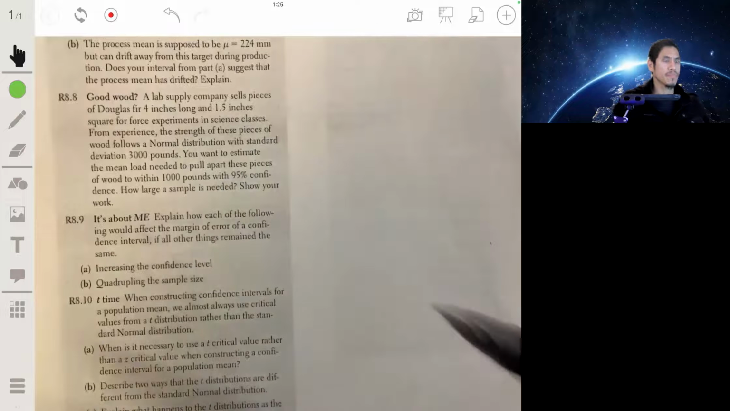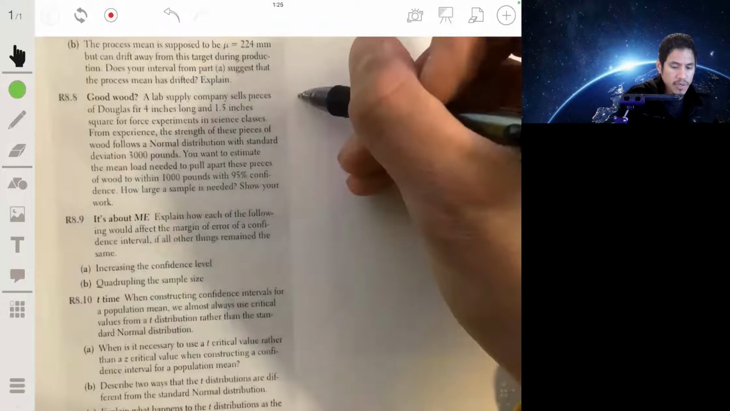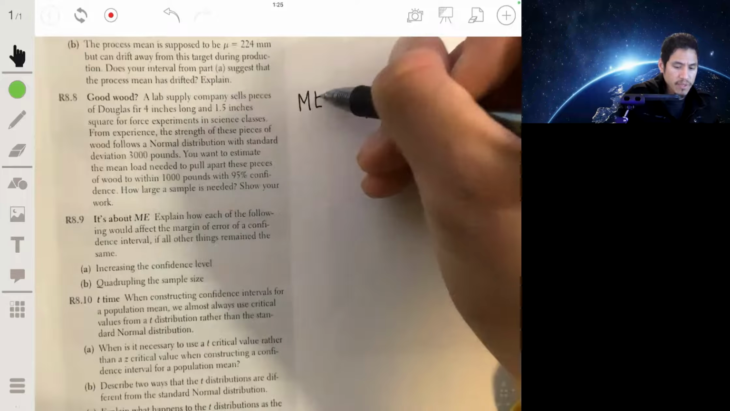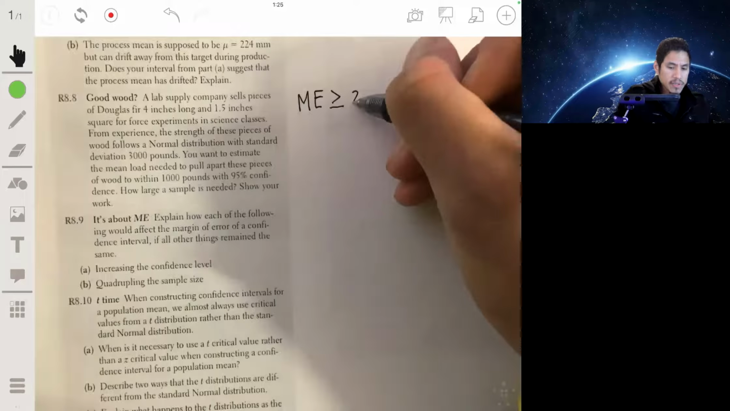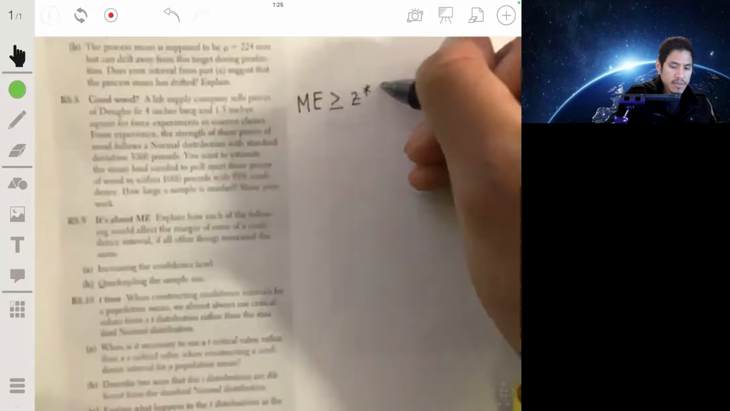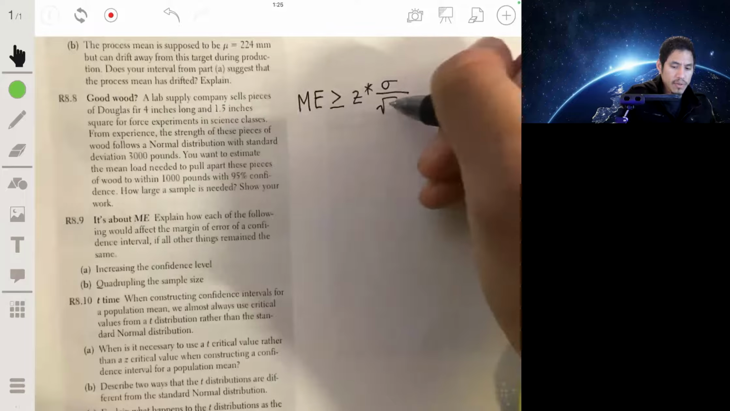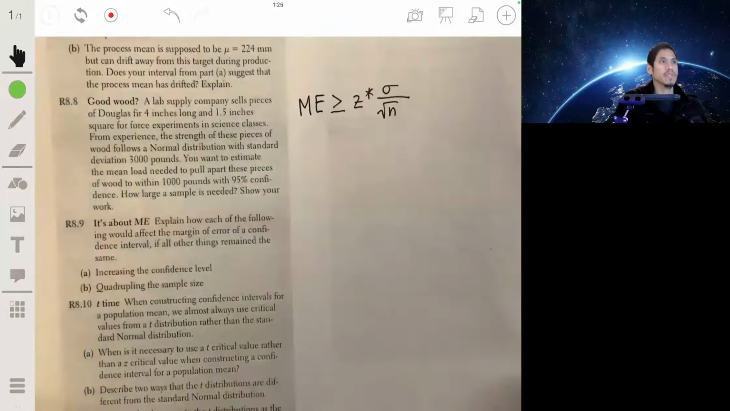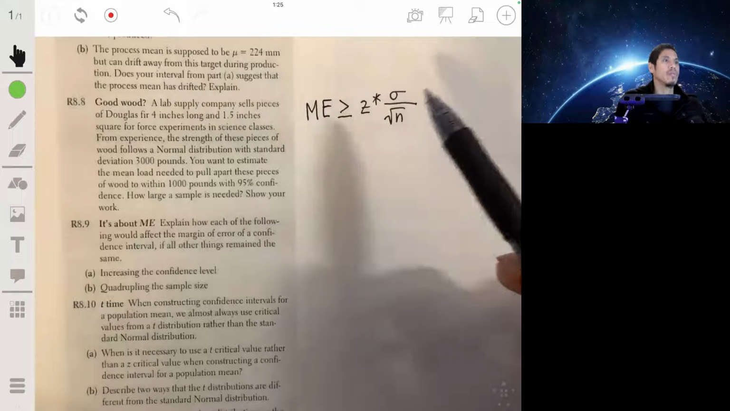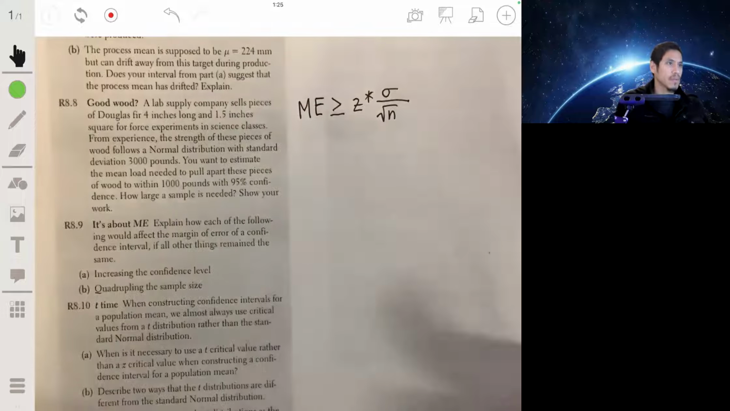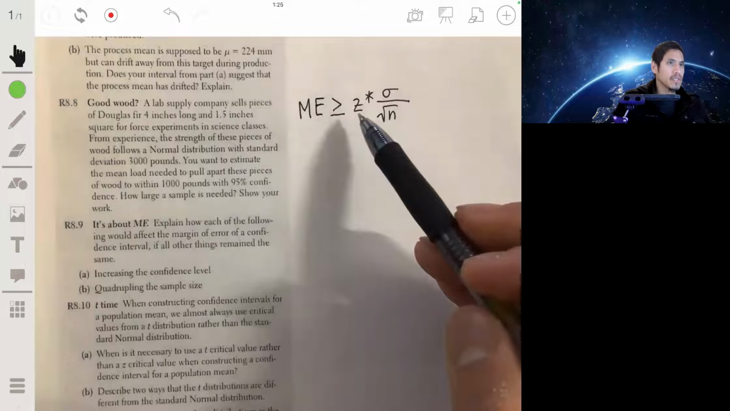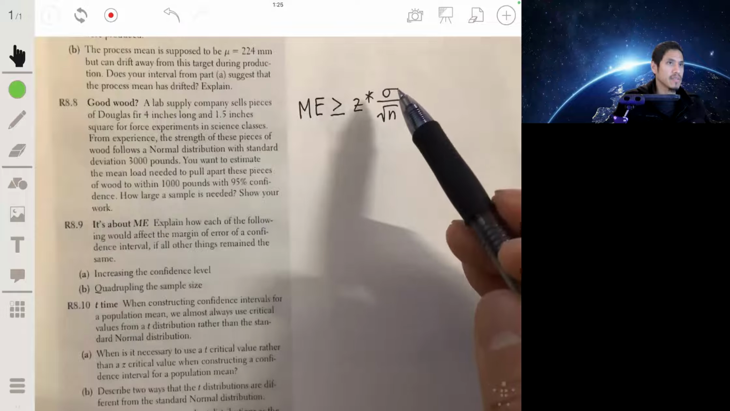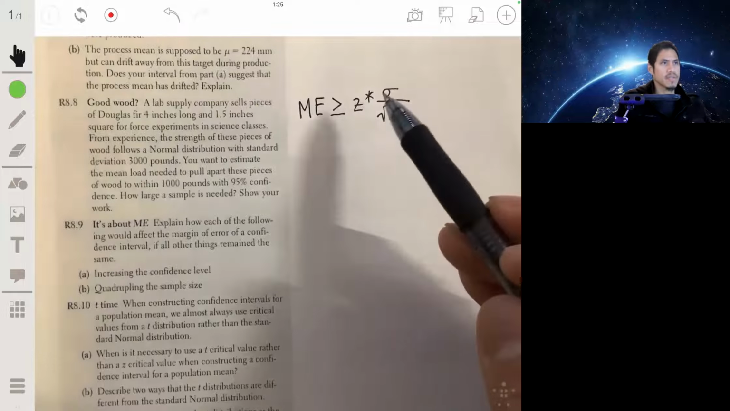Show your work. Okay, so we're going to use our inequality where we have the margin of error will be greater than or equal to z star times the standard deviation over the square root of n. This is what we use when we're dealing with sample means. So let's go ahead and figure out what our z star is. And we already have our standard deviation. And this is pretty much just going to be used in an algebra problem.